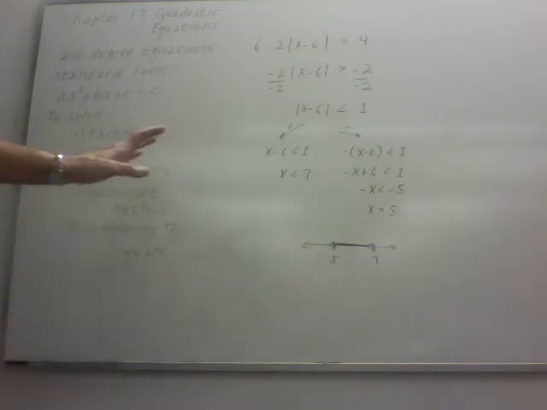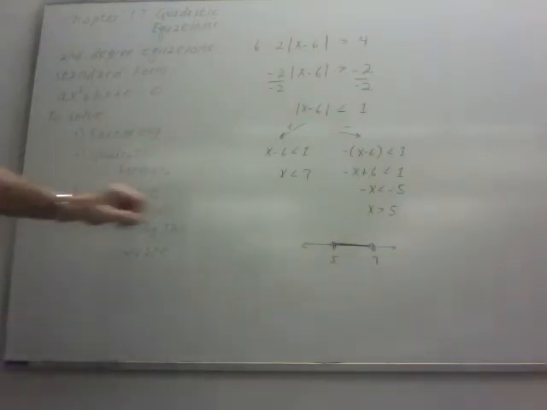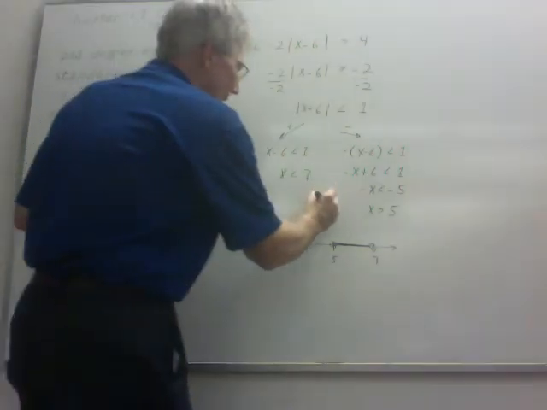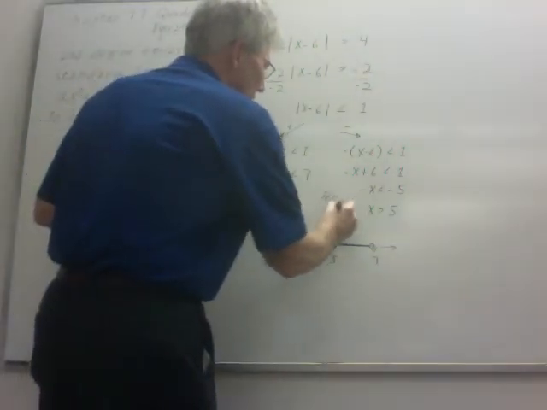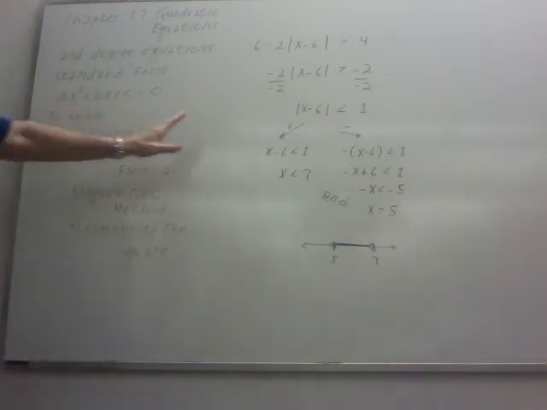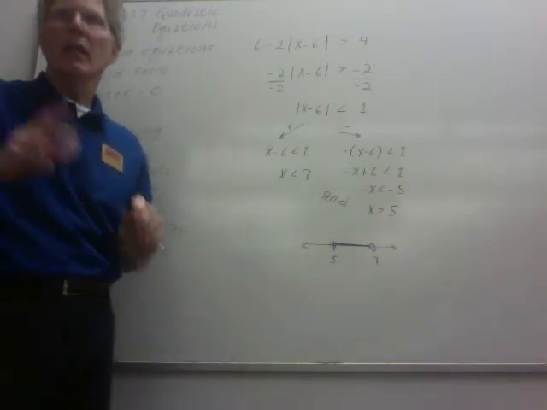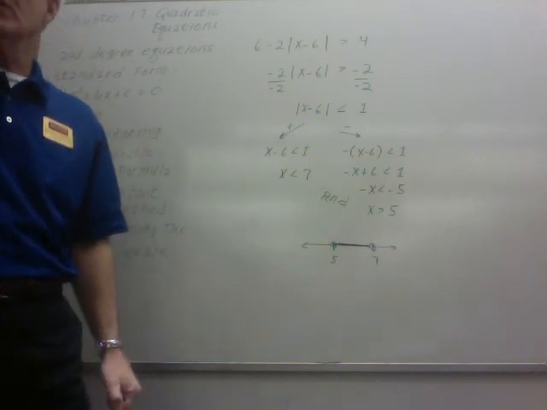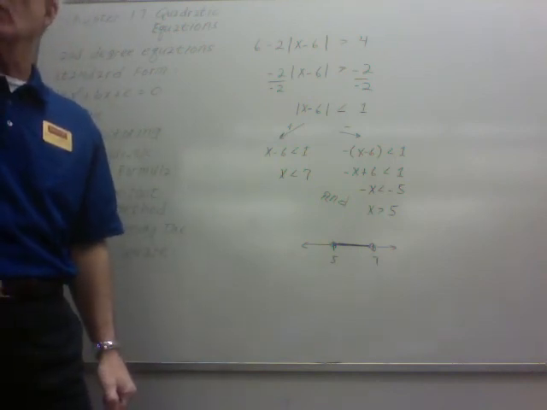So there is my answer to this problem. And you'll notice once again, it's an AND graph. So it is an AND solution. X must be greater than 5 and x must be less than 7. So that's how you solve an absolute value inequality. Steps are exactly the same as they are with an absolute value equation.